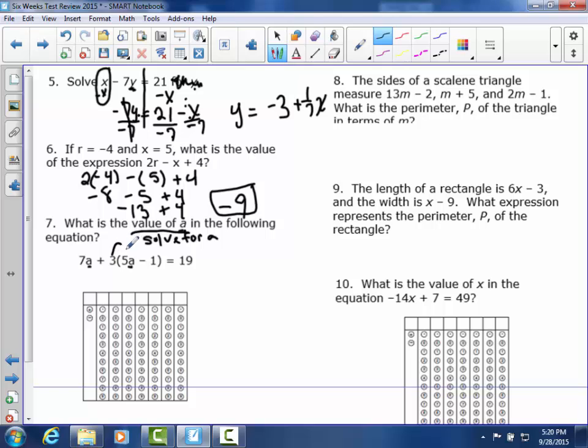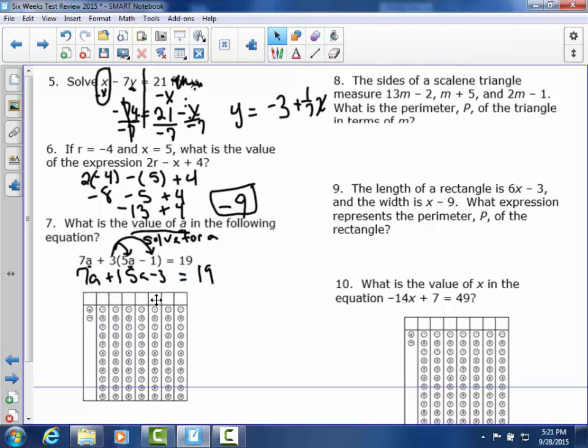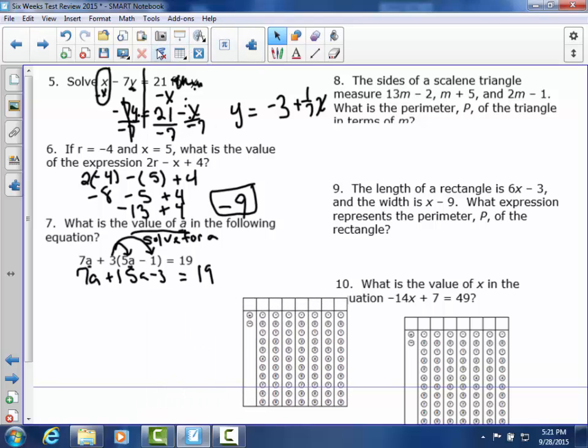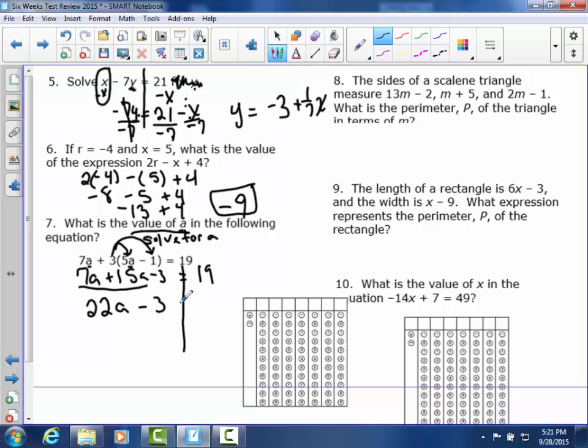So we first want to simplify our sides as much as we can. So we're going to distribute that 3. We'll have 7a plus 15a minus 3 equals 19. This side is still not simplified because I have 2 a terms on the same side. So I can go ahead and add those. 7 plus 15 is 22, which makes that simplified at 22a minus 3. I cannot simplify any further, so now I'm ready to move things around.